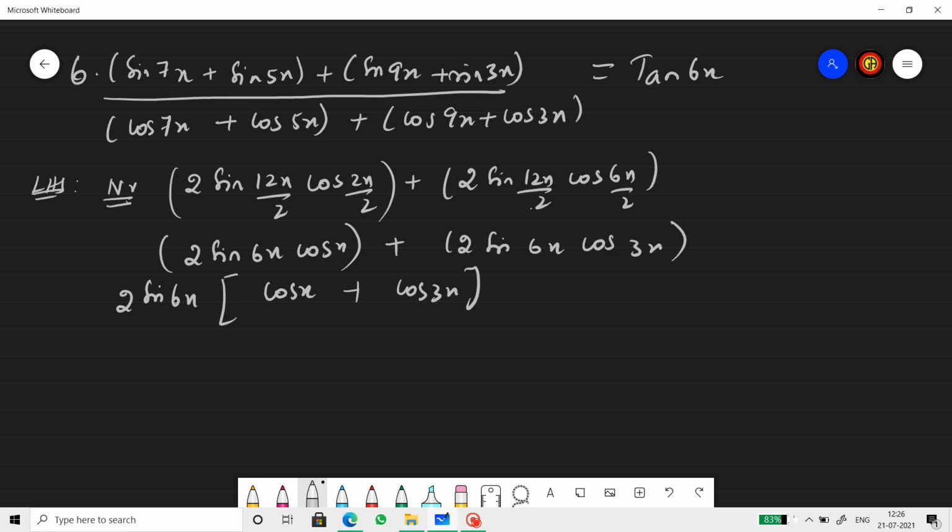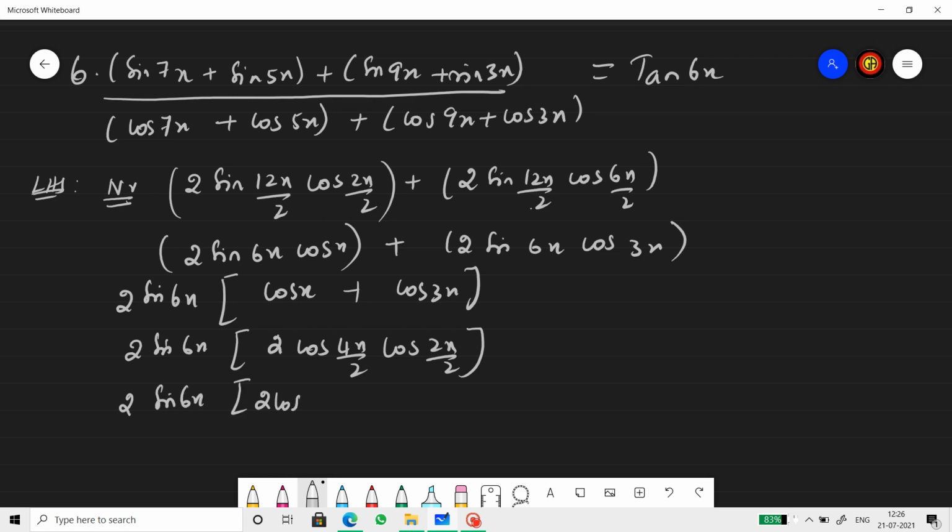Let's use the cos x plus cos y formula on that. So 2 sin 6x into 2 cos 4x by 2 and cos 2x by 2. Now that means 2 sin 6x into 2 cos 2x into cos x. Well, that's all I can do with the numerator, right? Let's just multiply and keep the answer ready. Now 4 sin 6x into cos 2x into cos x. So this is the numerator answer.